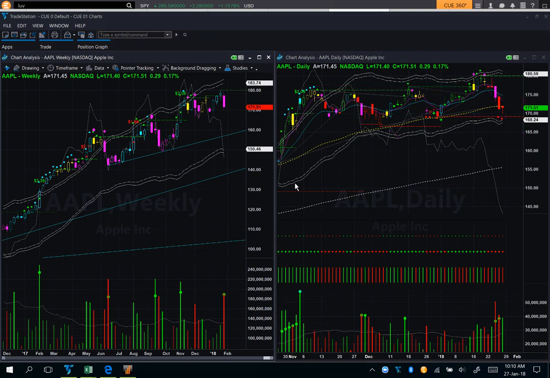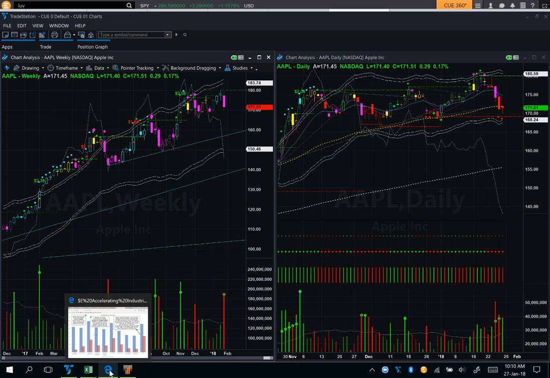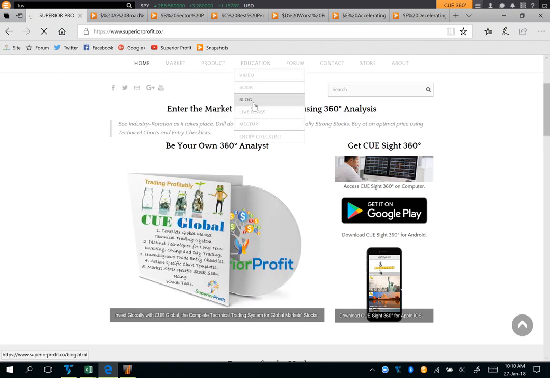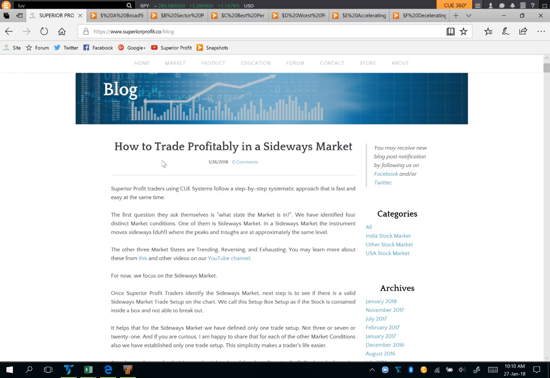I posted a detailed blog on this trade. Let me quickly have a look at that. We can go to the blogs from our homepage, education blog. This is an example of a trade taken in a sideways market. For a sideways market, we have the box trade setup, as if a stock is bounded by a box. And we can take very low risk entries.